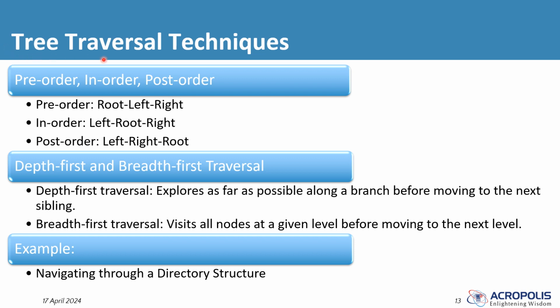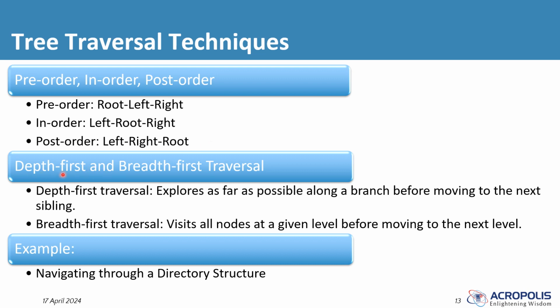So these are some tree traversal techniques. The first is pre-order. In pre-order, we first go to the root node, then the left side of the tree, and then the right side of the tree. In in-order, we first go to the left side of the tree, then the root node, and then the right side of the tree. And after that, in post-order, we go to the left side of the tree, then the right side of the tree, and then the root node of the tree.